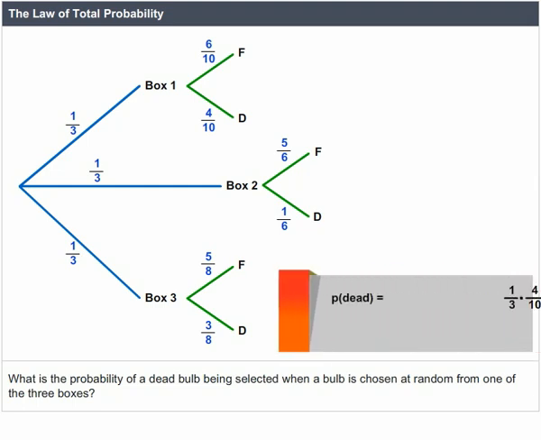Probability of dead equal to 1 by 3 into 4 by 10 plus 1 by 3 into 1 by 6 plus 1 by 3 into 3 by 8. Finally, the answer is 113 divided by 360.